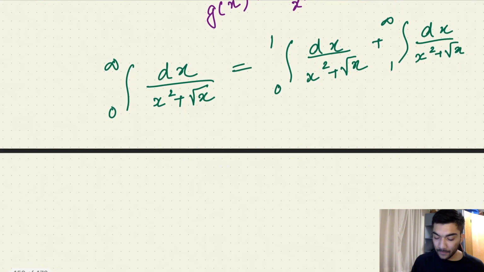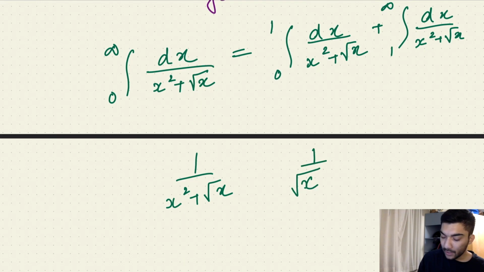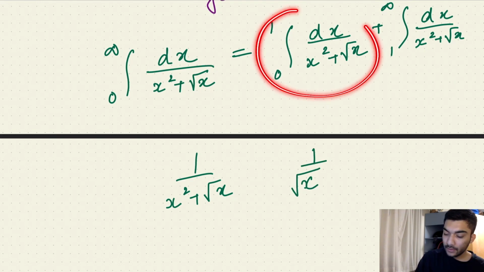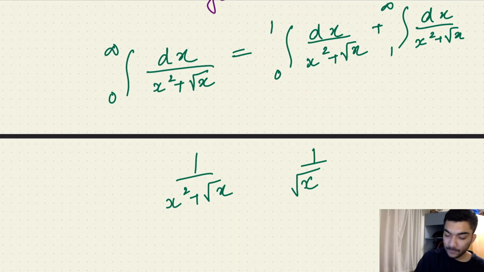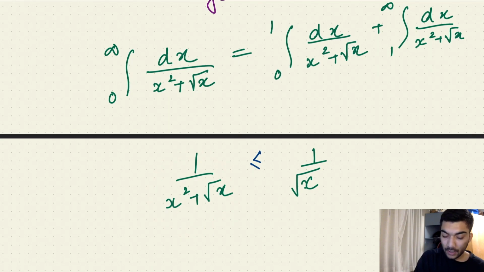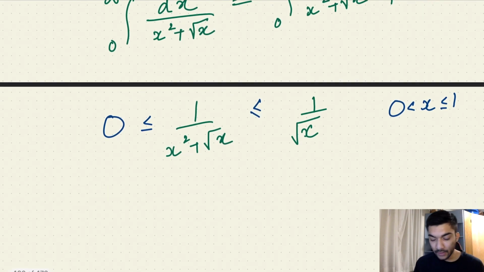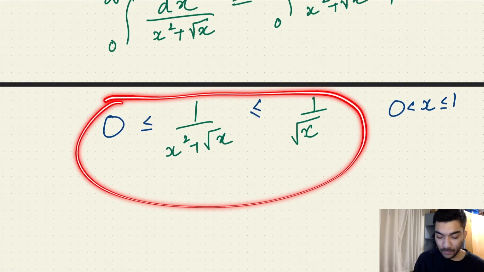And you know that in both of these cases, if you compare 1 by x square plus root x with 1 by root x first for this integral, you'll notice that your 1 by root x is always greater than or equal to your first expression, and since your x is in between 1 and 0, both of these expressions are also greater than or equal to 0, and that is what you also need for the comparison test.